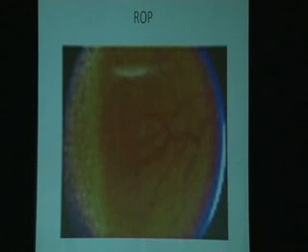Answer four questions from ROP for me. First question is, which factor is more important? Low birth weight or prematurity? Okay. Second question, so the answer is prematurity. Second question, what is the ideal age to screen the child? Between 32 to 36 weeks. Why?